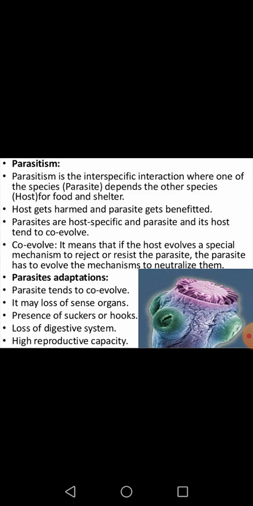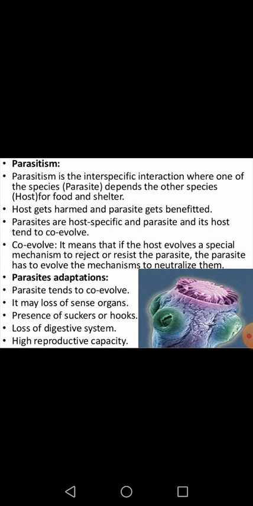Now the next kind of interaction is called parasitism. Parasitism is basically an interspecific interaction in which two different species are interacting with each other. One species is called the parasite, which is living on or taking its nutrients from the host, and the host is always getting harmed while the parasite is benefited. So we can say that it's a plus minus relationship.